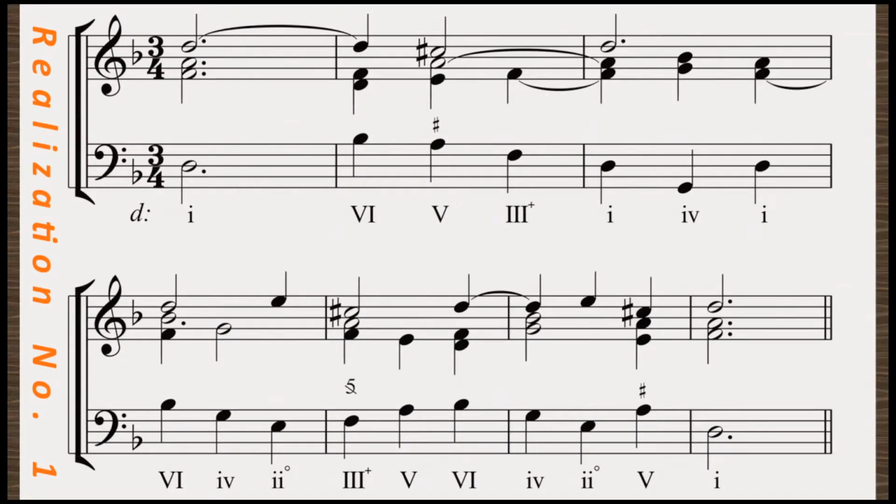And here is one way to realize that thorough bass line, with the soprano beginning at the octave of the bass. Listen.